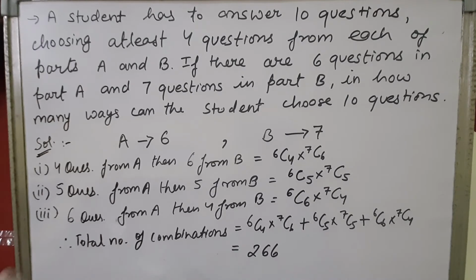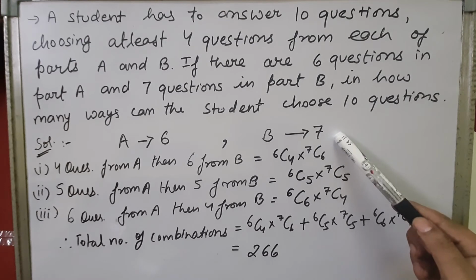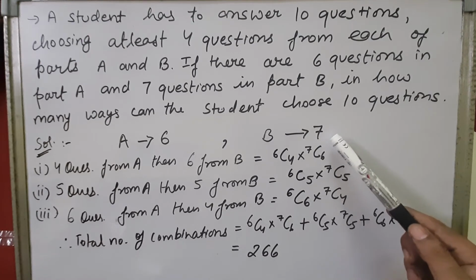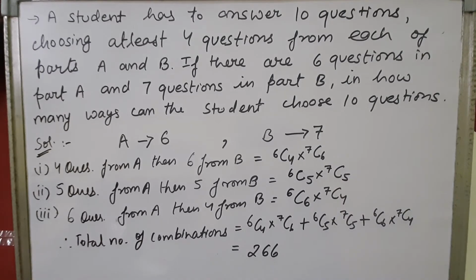A part has a total of 6 questions. B part has a total of 7 questions. He has to attempt at least 4 from each part. So how many cases arise? There are 3 cases. If he attempts 4 questions from A, then he has to attempt 6 from B. If he attempts 5 questions from A, then he has to attempt 5 questions from B. And if he attempts 6 questions from A, then he has to attempt 4 questions from B.